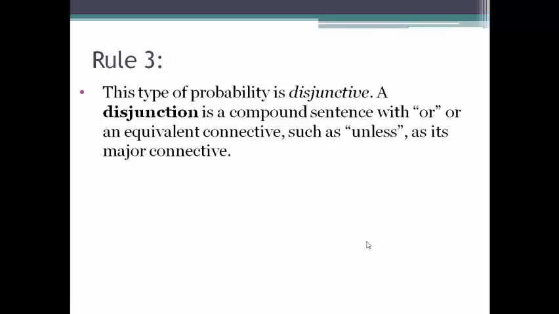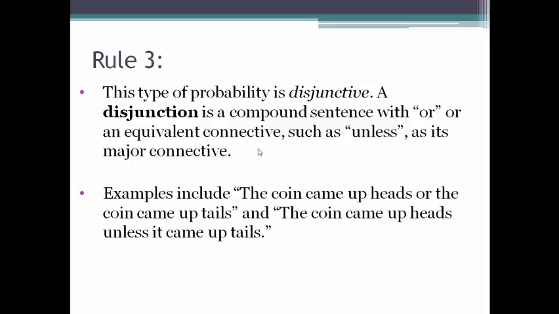This type of probability is disjunctive. A disjunction, and this is important, is a compound sentence with or an equivalent connective, such as unless, and its major connective. Examples include the coin came up heads, or the coin came up tails, and the coin came up heads unless it came up tails.